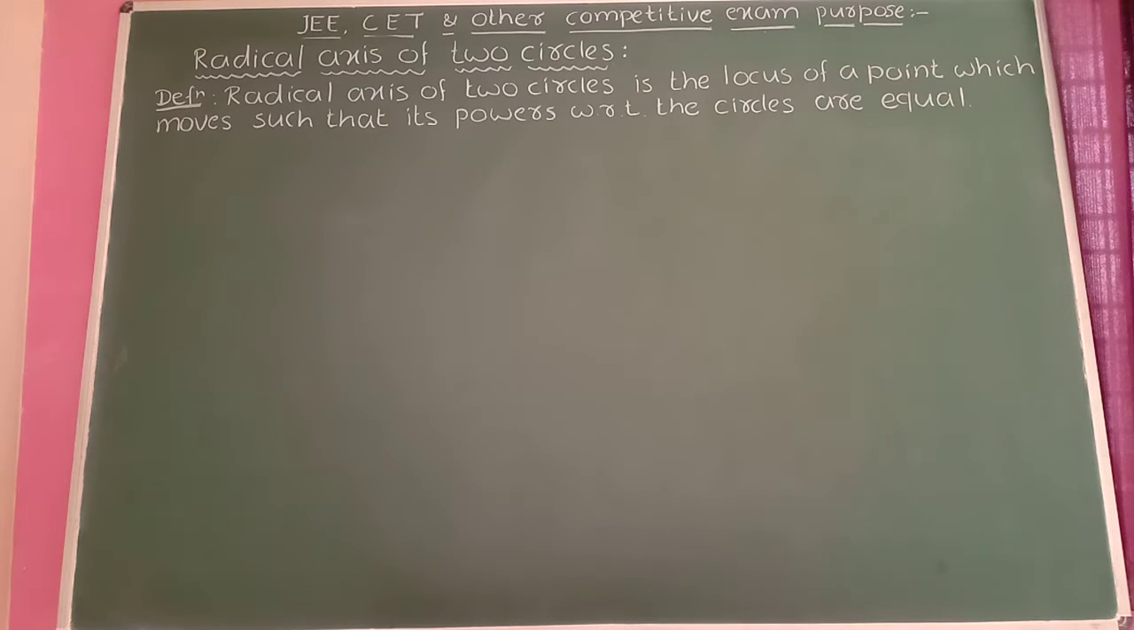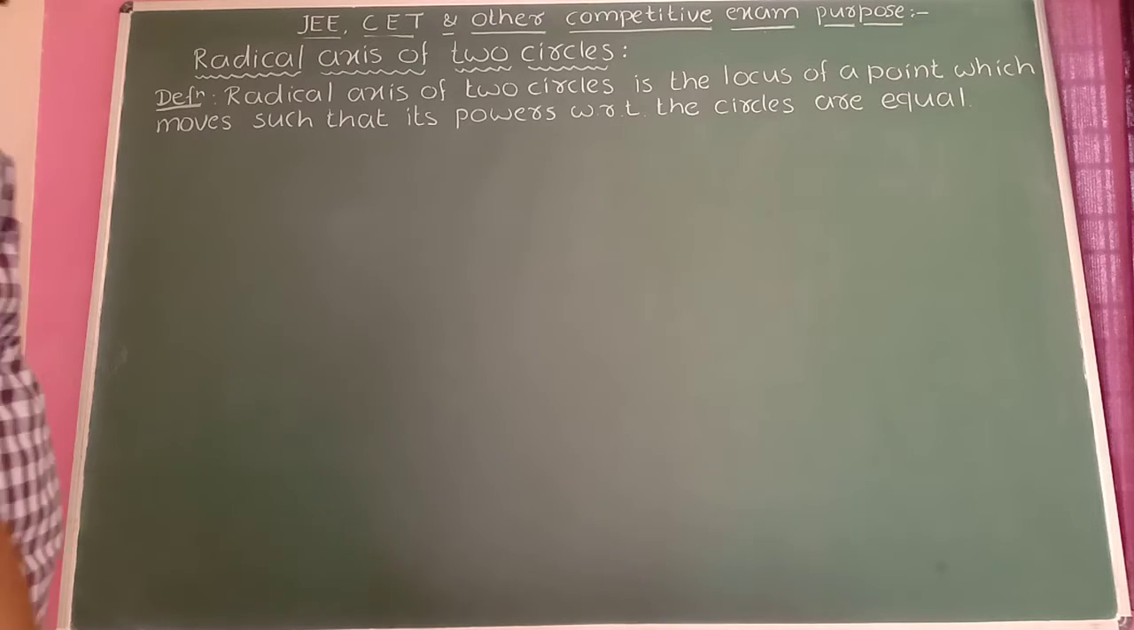So, radical axis of two circles. Definition here: the radical axis of two circles is the locus of a point which moves such that its powers with respect to the circles are equal.